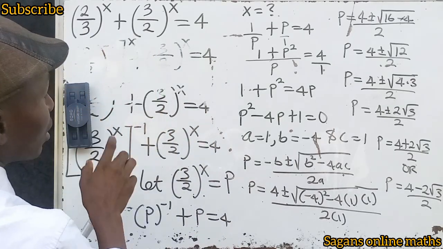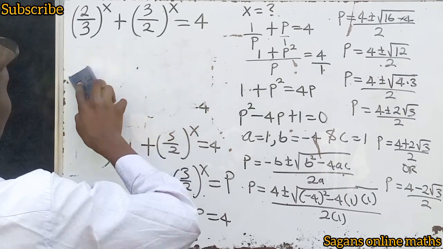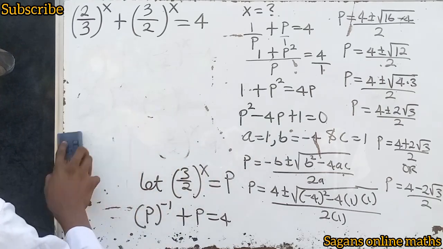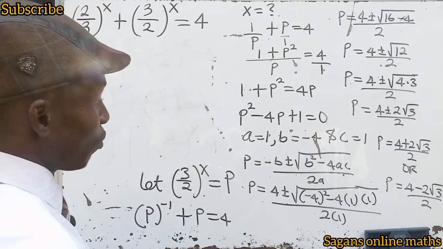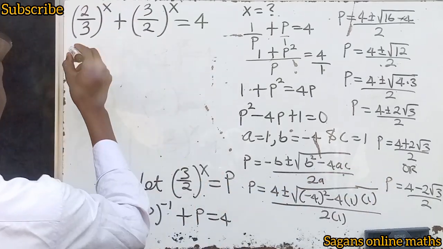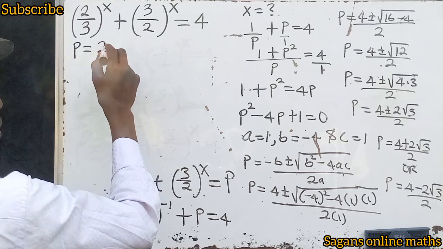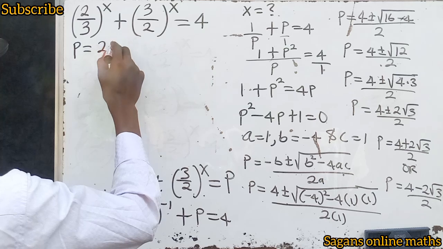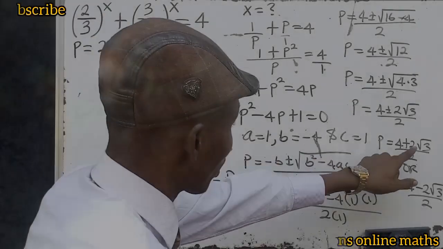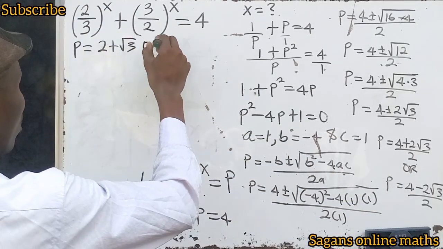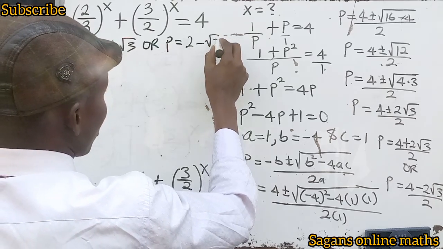I want you to understand that we said let P be this. Now let's solve for our value of X. From here, if we simplify this, we get 2 plus root 3, because this 2 will cancel out this, and we are left with this. Or P equals 2 minus root 3, right?